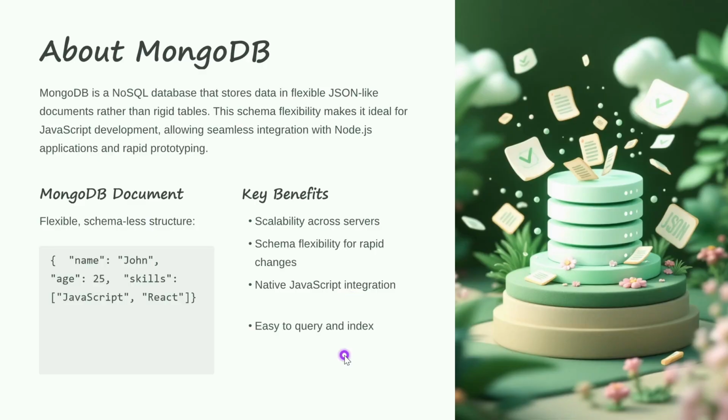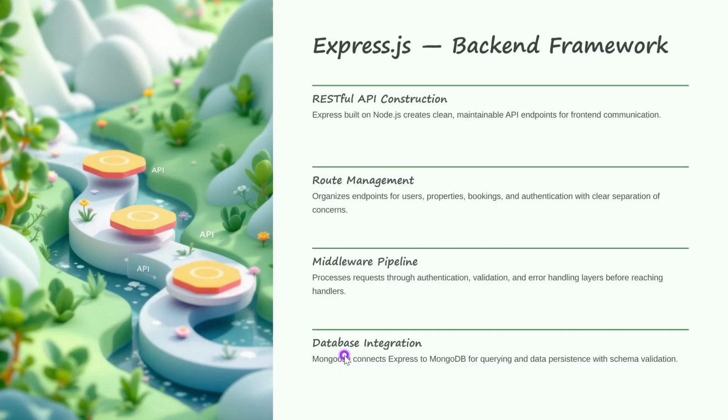After setting up our database with MongoDB, the next layer in the MERN stack is Express.js, which acts as the backend framework. It's built on top of Node.js and helps us build RESTful APIs. That means it provides structured communication between the frontend and backend. Express manages all the routes like user login, product listing, or bookings, keeping each section organized.